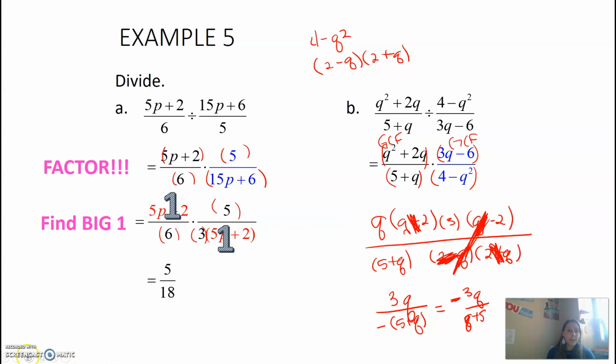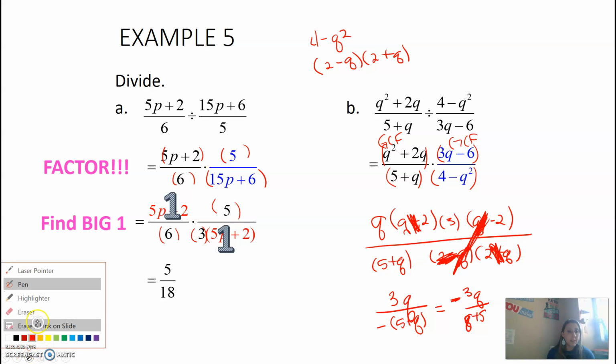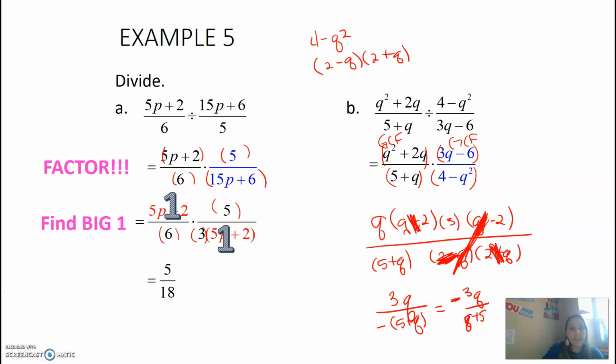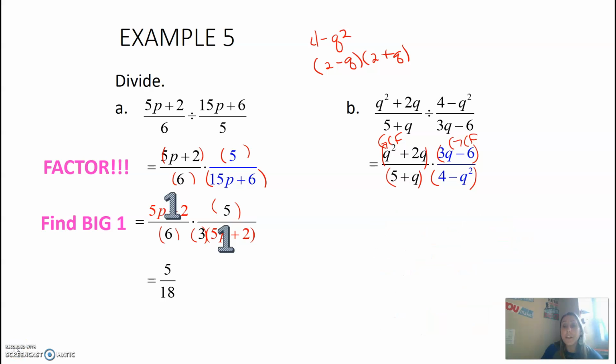But let's go ahead and erase what I've done. So let's see. I'm going to hit pause and I'll be right back. So another thing that I can do is recognize that I'm going to have a q plus 2 and a q minus 2. I'm going to have positive q's, and to get a positive q, I can actually factor out a negative 1.